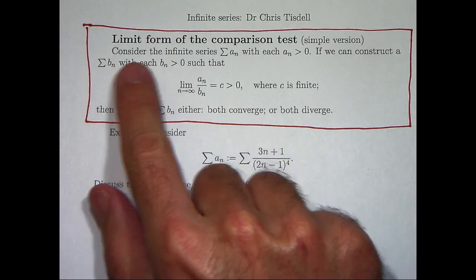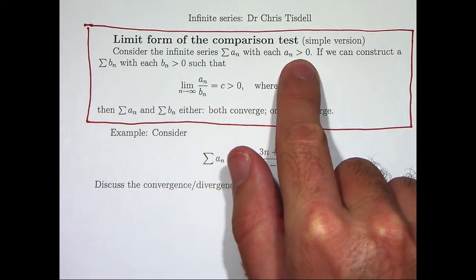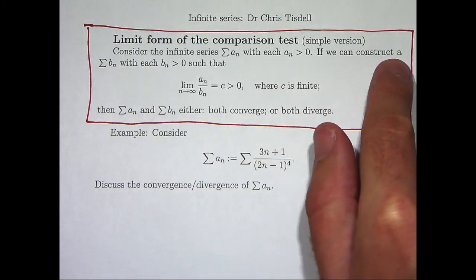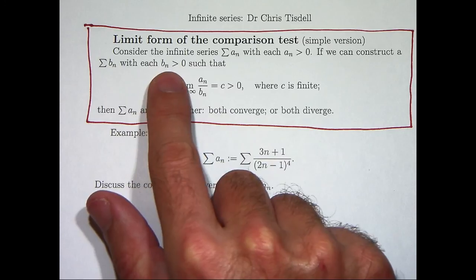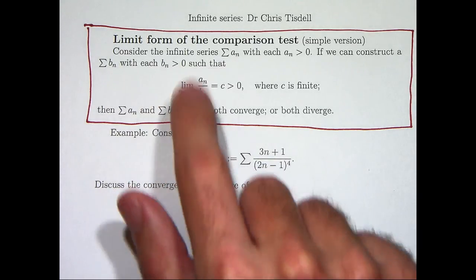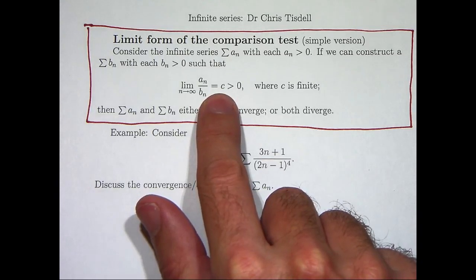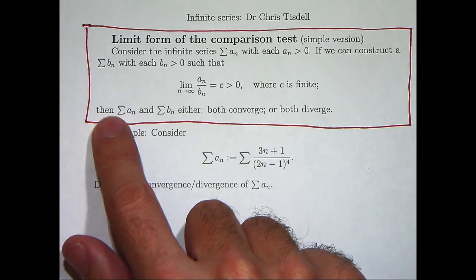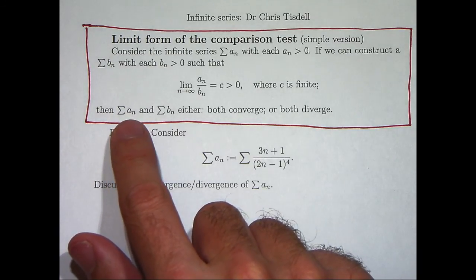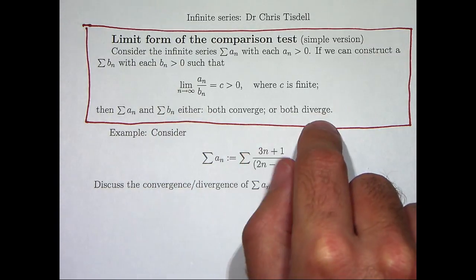So suppose we're given an infinite series sigma a_n where all the a_n are positive. If we can construct another series, sigma b_n, with each b_n positive, such that the limit of this ratio is some positive finite value, then either both series converge or both series diverge.